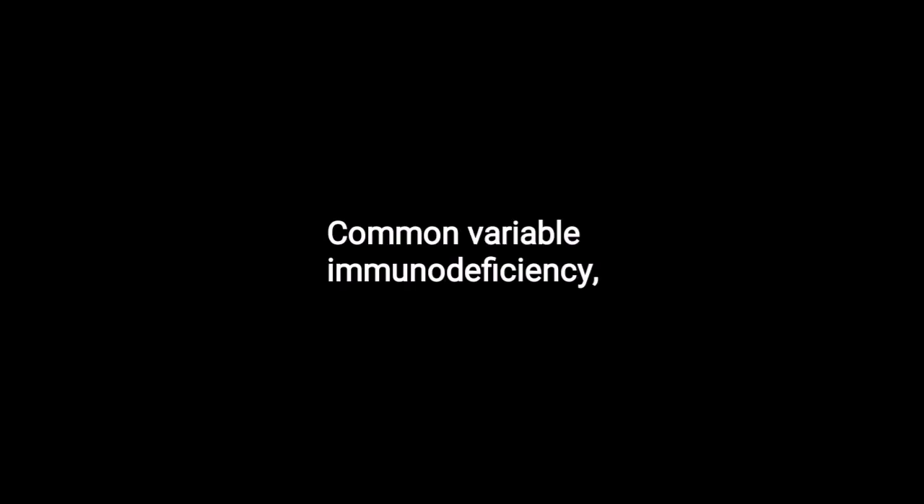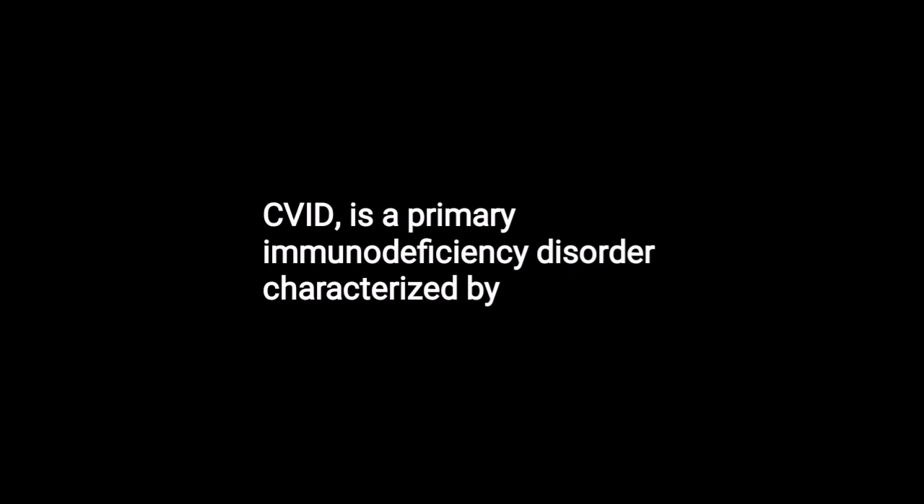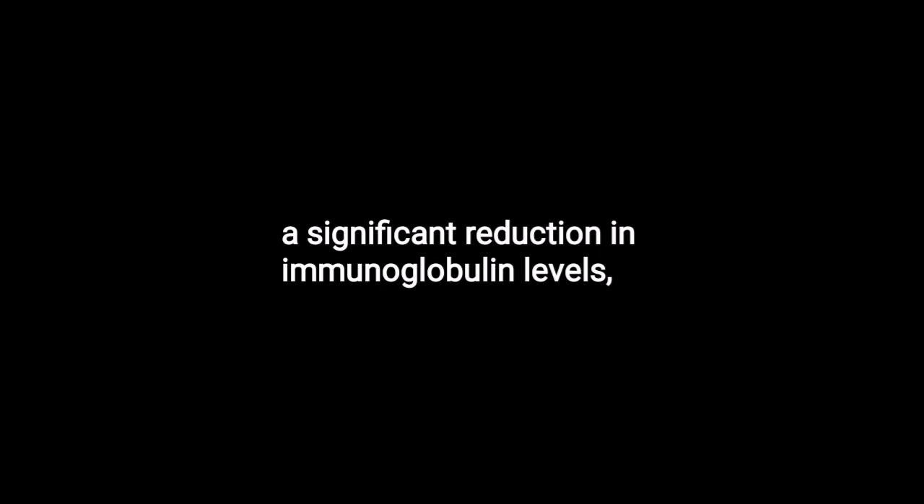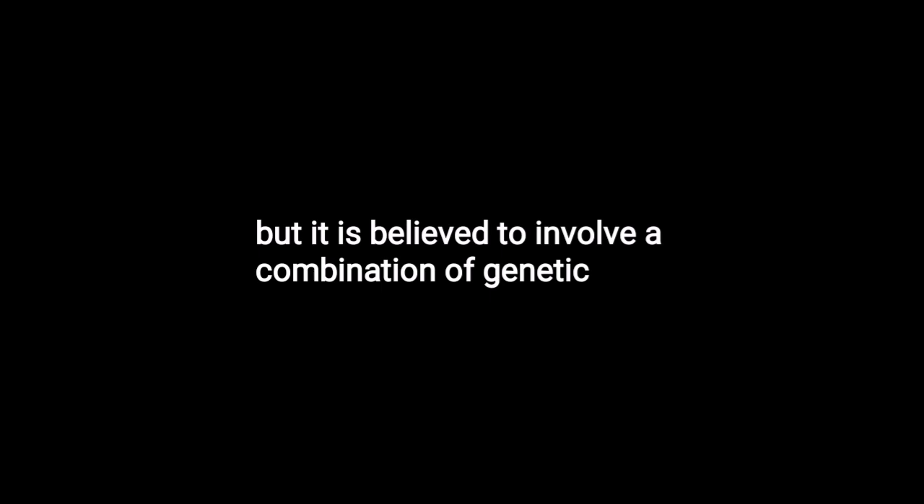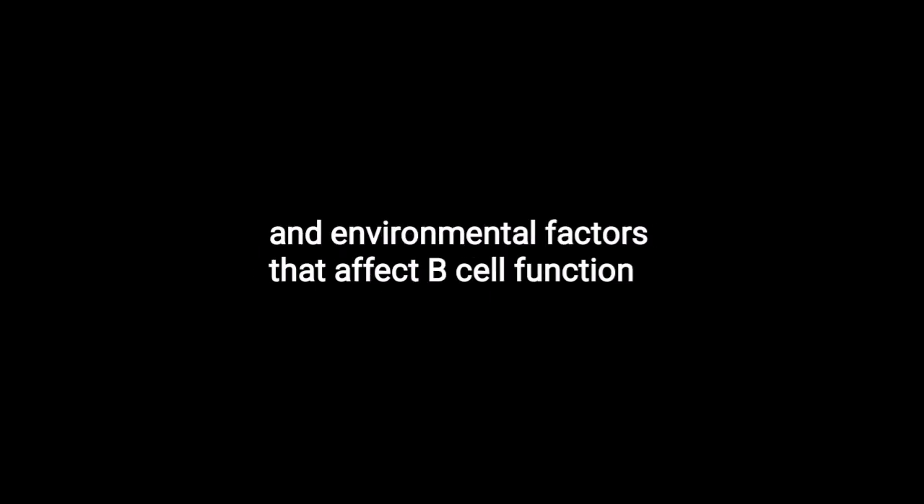Common variable immunodeficiency, CVID, is a primary immunodeficiency disorder characterized by a significant reduction in immunoglobulin levels, leading to an increased susceptibility to infections. Unlike X-linked agammaglobulinemia, which typically presents in early childhood, CVID can be diagnosed at any age, often in late childhood or adulthood. The exact cause of CVID is not fully understood, but it is believed to involve a combination of genetic and environmental factors that affect B-cell function and antibody production.